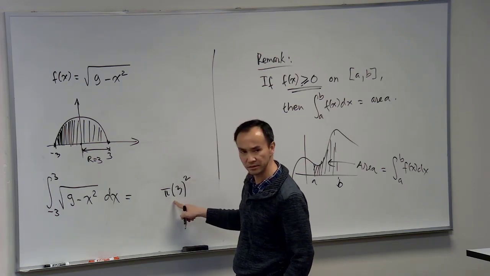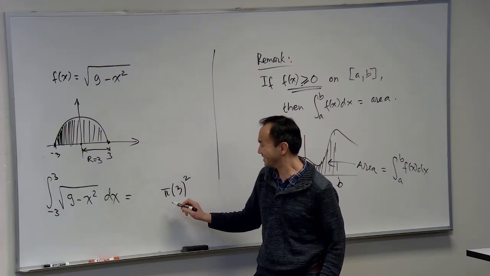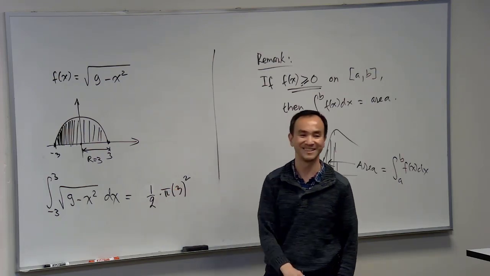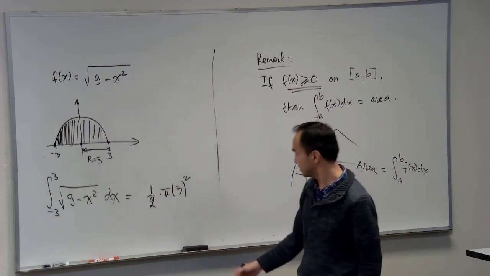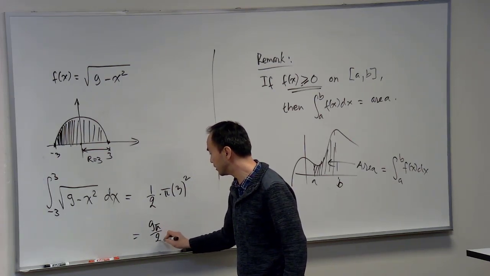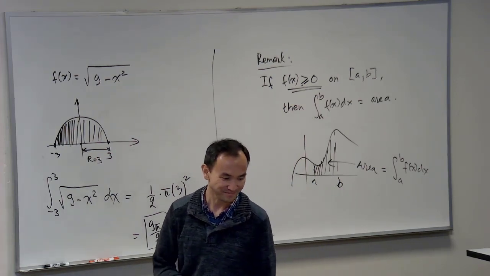But is this the right answer? I mean, the correct final answer? What's missing? Multiply by 1/2. Yes, because we only go half circle. You get that? Okay. So it turns out exactly 9 pi over 2, right? That's how we find it.